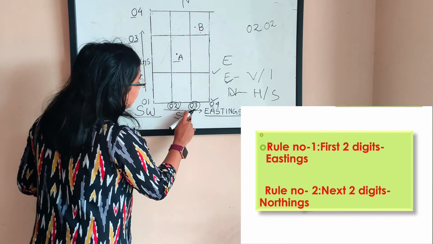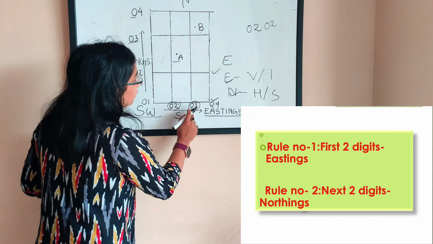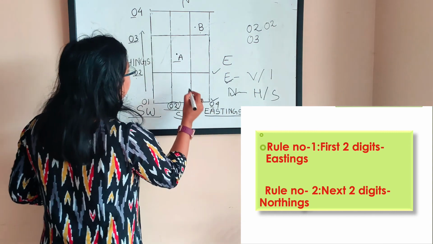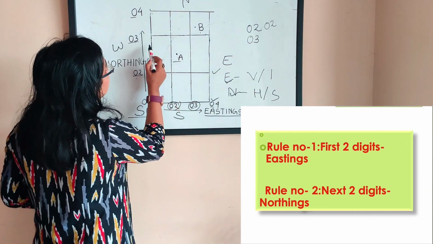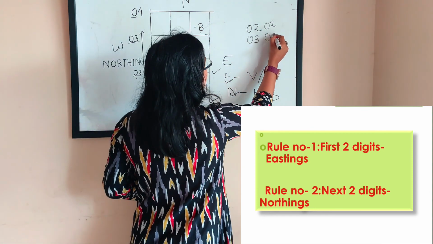In the same way, do it for place B. So place B is located between 03 and 04. So we have to take the lower value. So we'll take 03. And in the same way for the northing, it is also situated between 03 and 04. So we'll take 04.